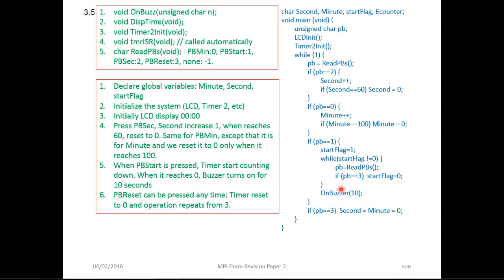We do not need to clear minute and second here because when it exits this if, it will go on to this if, which will clear the two variables. Here we may not want to turn on the buzzer if the reset button is pressed. So we check that only if PB reset is not pressed, then we turn on the buzzer. That's all for the main program for the kitchen timer.